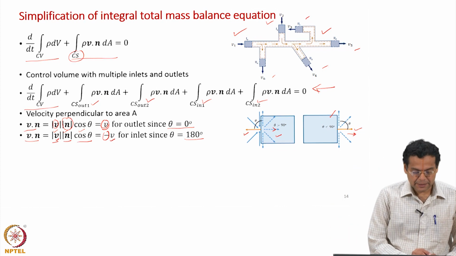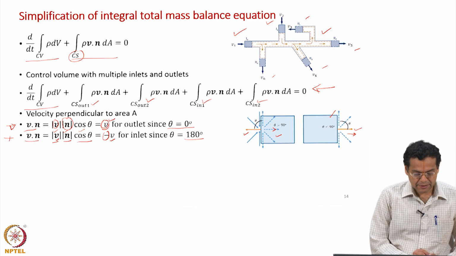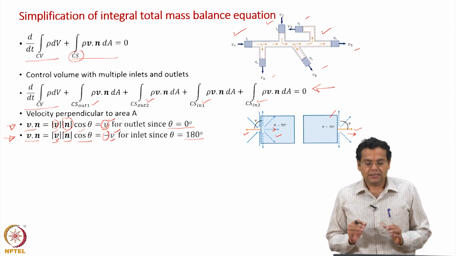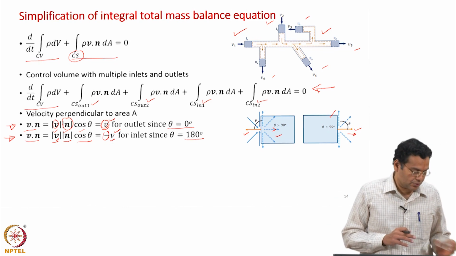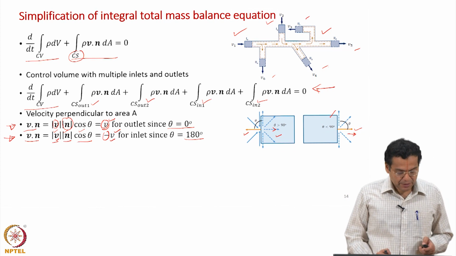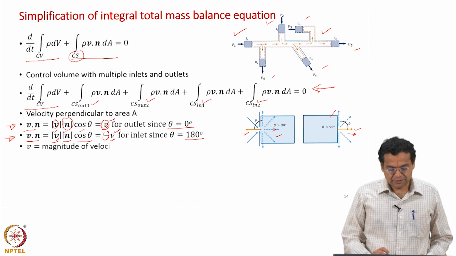So, V dot n for outflow becomes equal to V and V dot n for inflow becomes minus V, where V represents just the velocity, let us say 5 meters per second, 2 meters per second, etc., the magnitude alone. Okay. So, let us use this and simplify the equation which I have written earlier.